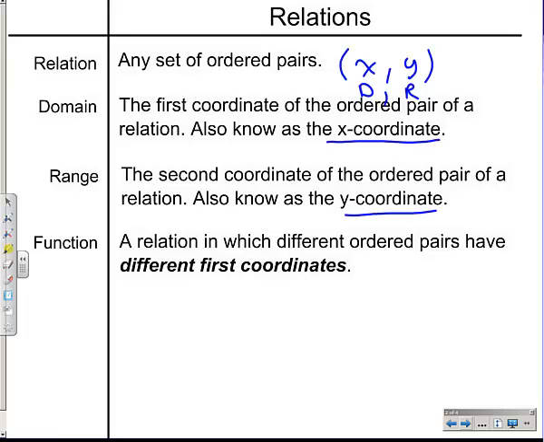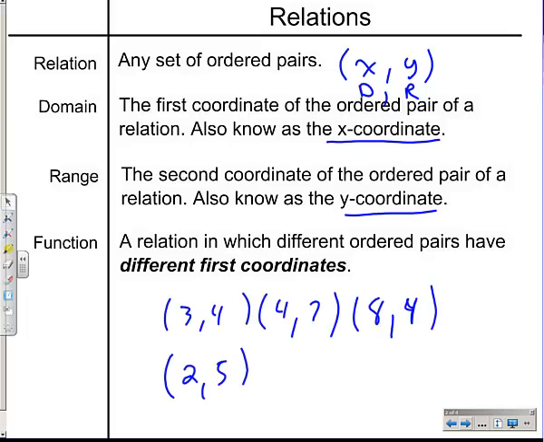We've talked about a function before, but what we're going to describe now is that a function is really any relation in which different ordered pairs have different first coordinates. And we'll show you what we mean. This would be a function because each x is different, so it's a different first coordinate.